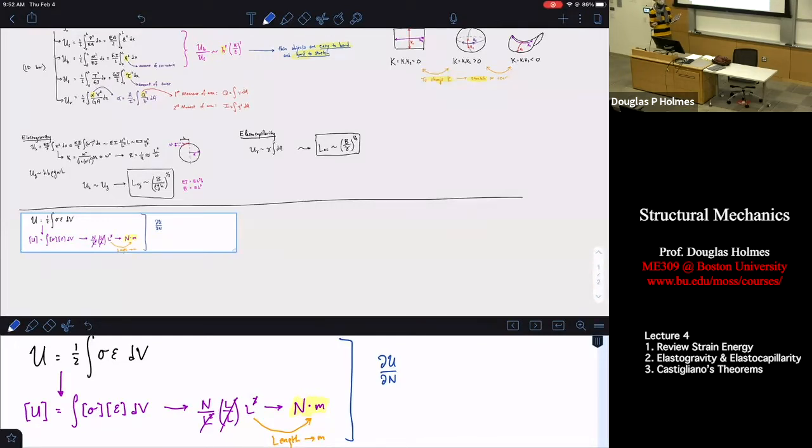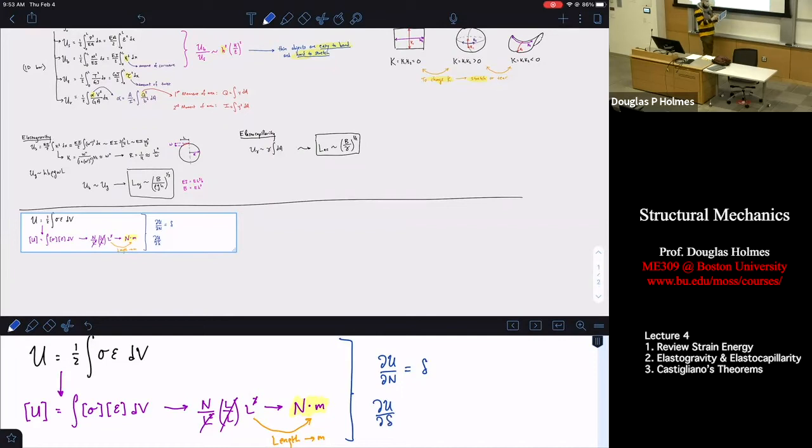It's a lot simpler than it looks. Take the derivative of my strain energy with respect to a force. That means this thing's going to go away. I'm going to get a length. We'll call it a displacement, delta. If I take the derivative of my strain energy with respect to a length, what do I want to call my length? We'll call it delta just for sanity check.